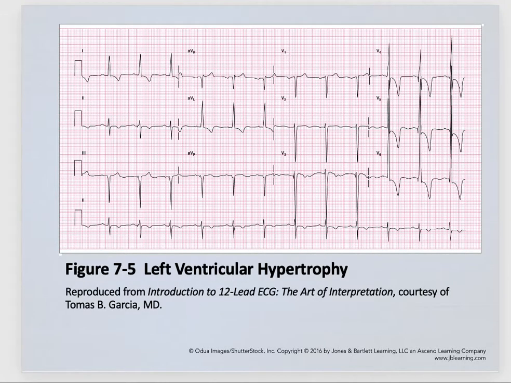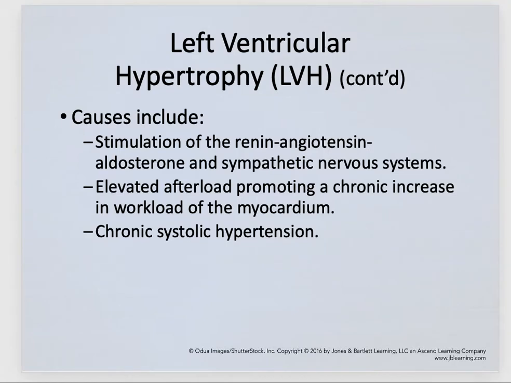I want your eyes to just jump over here to V1 through V6, right? V1, V2, V3, 4, 5, 6. They are so tall, these R waves, they're running into each other, right? Also take a look at those big, deep S waves. So R and S waves. So what we're looking at in this photo is left ventricular hypertrophy. Again, what are the causes?